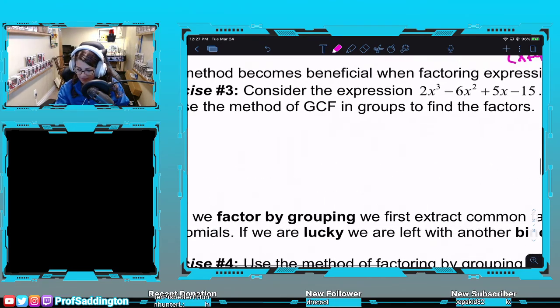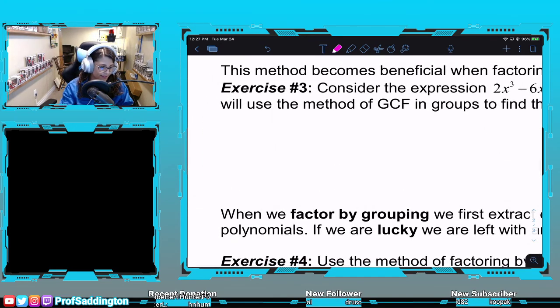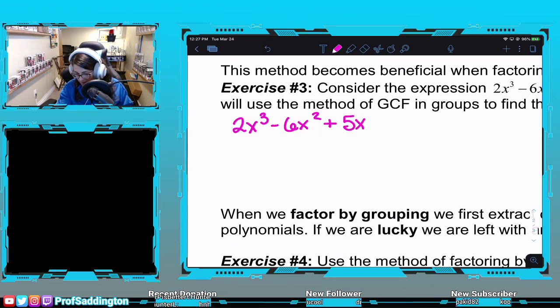So I'm going to zoom in. I'm going to rewrite that. So we have 2x cubed minus 6x squared plus 5x minus 15. And you'll notice that it is written in standard form. So make sure that your expressions are always written in standard form.